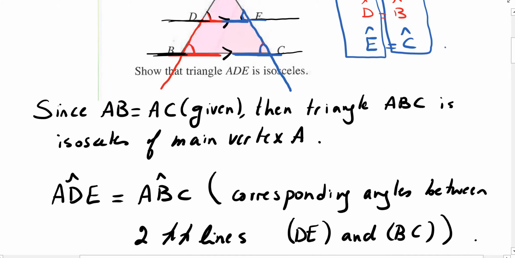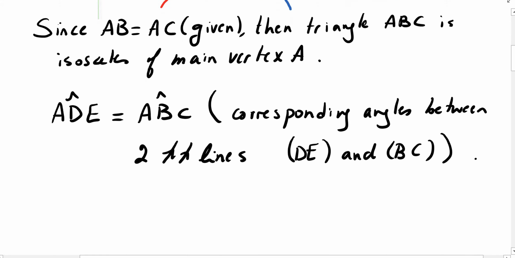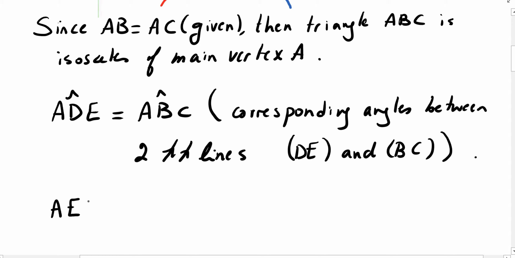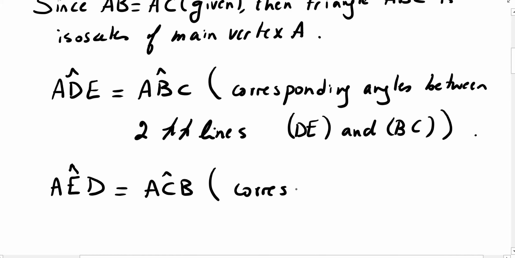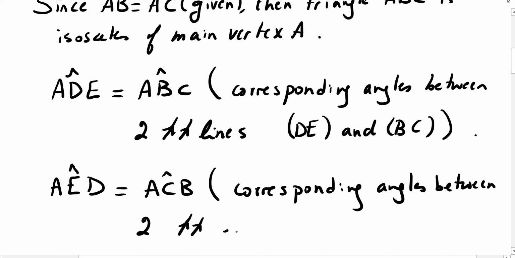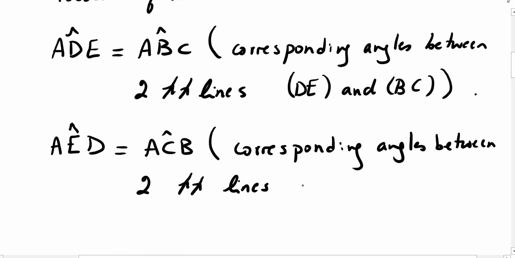And for the upside down F, I can take angle AED with ACB. So I say angle AED equals angle ACB, and the same reason: corresponding angles between two parallel lines DE and BC.